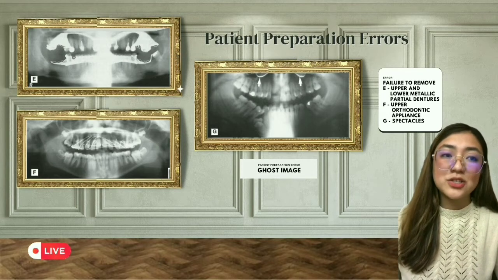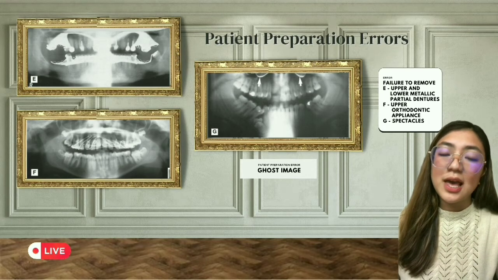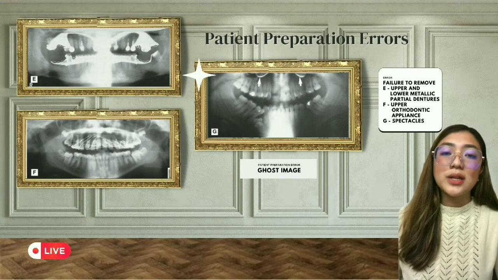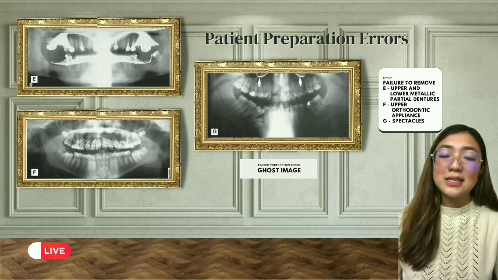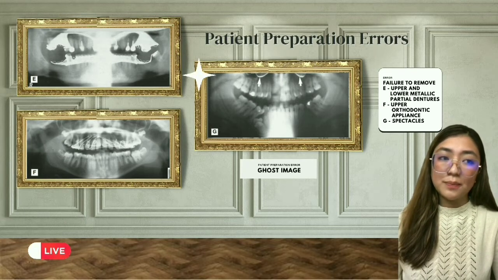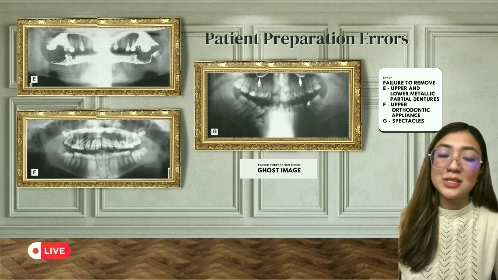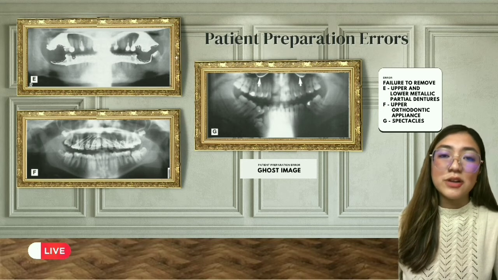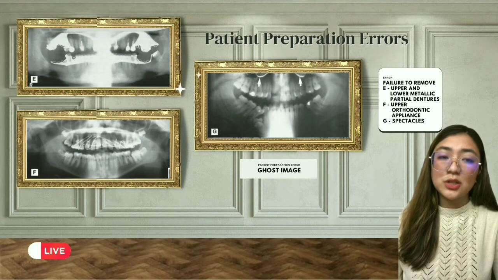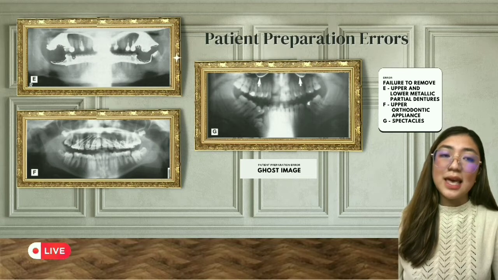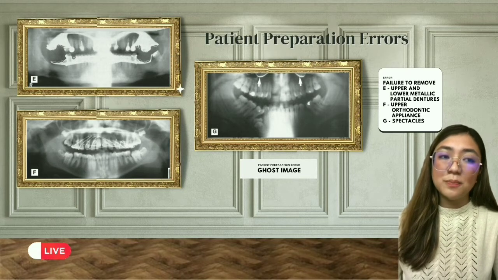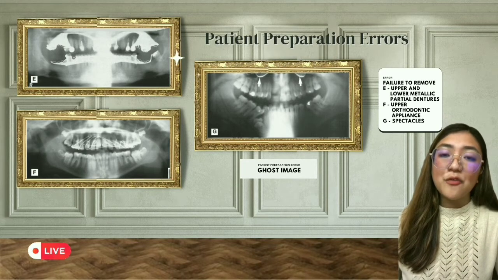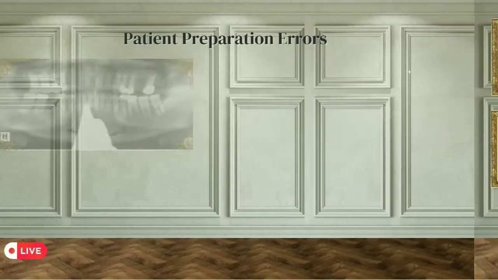A ghost image is a radiopaque artifact seen on a panoramic image, and this is produced when a thick, dense object is located outside of the focal plane and close to the X-ray source. To avoid a ghost image artifact, the dental radiographer must instruct the patient to remove all dense objects in the head and neck region before positioning the patient for panoramic radiography.